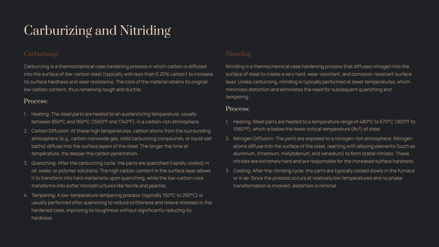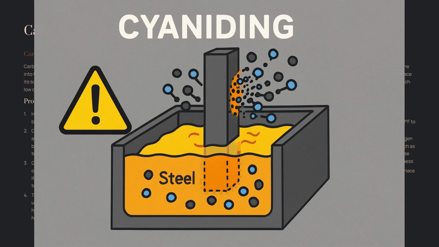Low processing temperatures minimize dimensional changes and distortion, making it suitable for finished or near-finished components. No quenching required. Eliminates the need for a separate quenching step, simplifying the process. Applications. Nitriding is commonly used for precision components that require high wear resistance, fatigue strength, and dimensional stability, such as gears, crankshafts, valve parts, dies, and tooling.